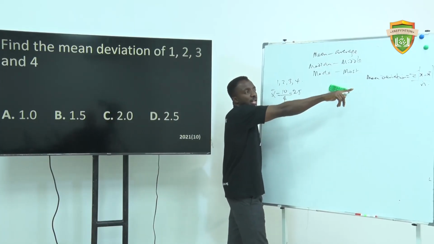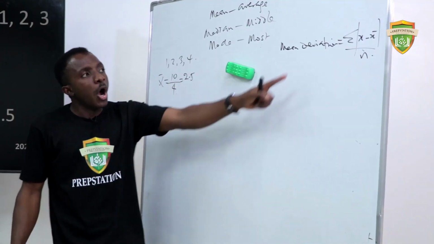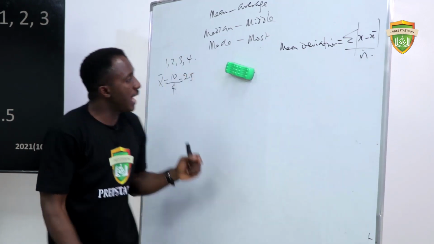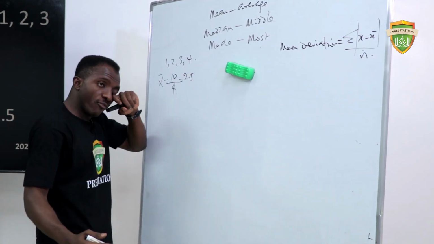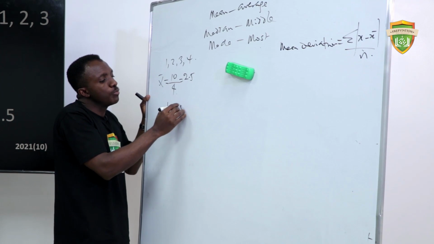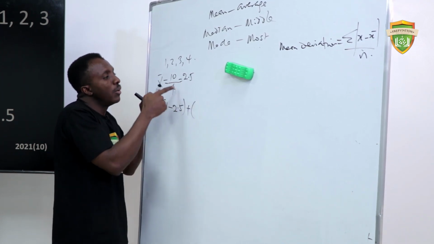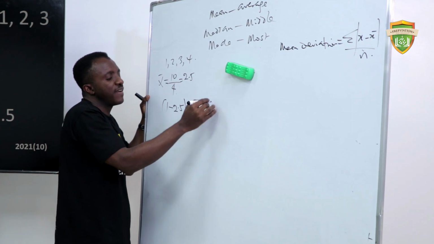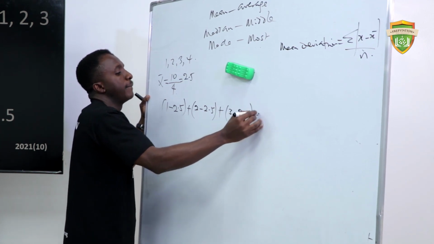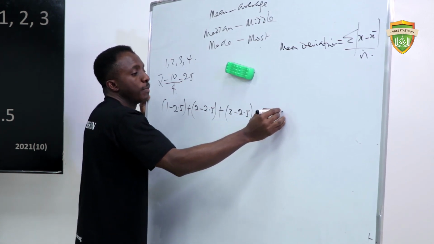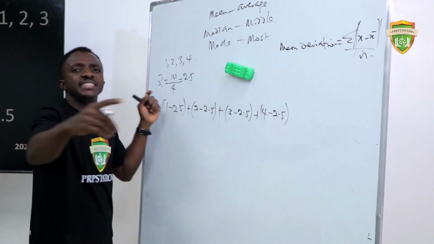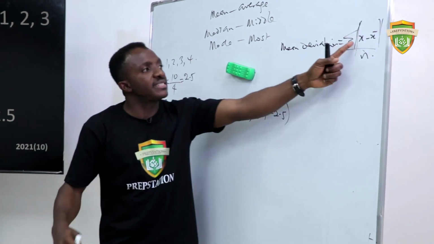Now, if we follow the formula, mean deviation is the sum of all the deviations. This is called deviation, the sum of all the deviations. That is deviation from the mean. How far did they go away from the mean? So we pick the first number, which is 1. 1 minus the mean, 2.5. Plus 2 minus 2.5. Plus 3 minus 2.5. Plus 4 minus 2.5. Now, please take note. This is absolute value. What it means is that all the negatives become positive. That's why we have this absolute value.